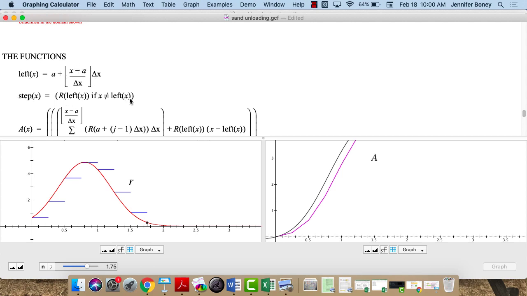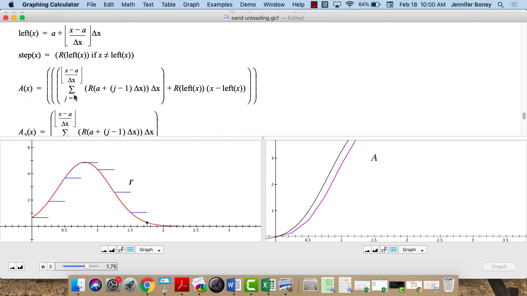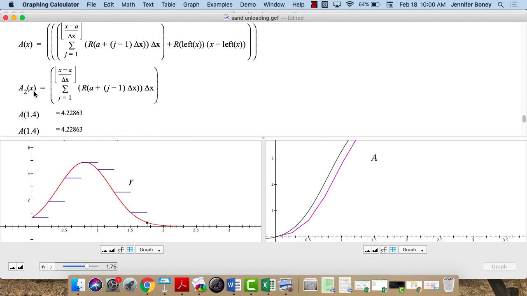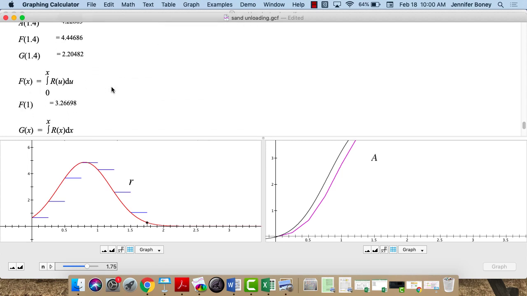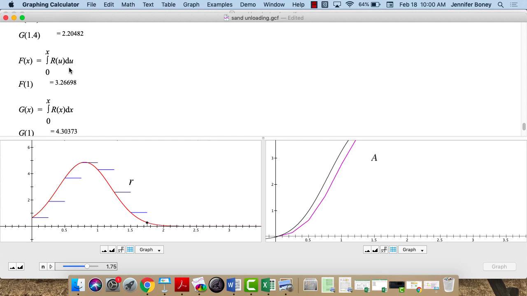This is just something to make the graphs turn out without any random extra lines in it. Here's this summation. This capital R was used as the name of the rate function up at the very top, but this looks familiar, right? This rate function evaluated at a plus j minus 1 delta x times delta x from j equals 1 through, that's exactly what's programmed in here. So that's where this a of x comes from. When delta x gets too small, this one's used instead because otherwise the GC goes a little bit crazy. But here's this integral notation.